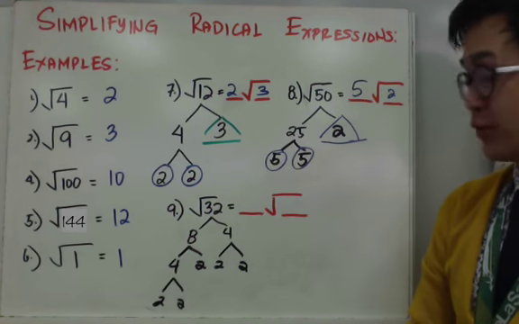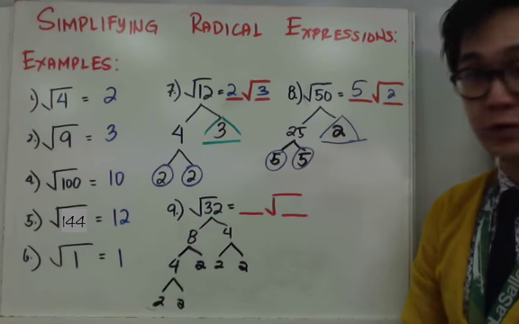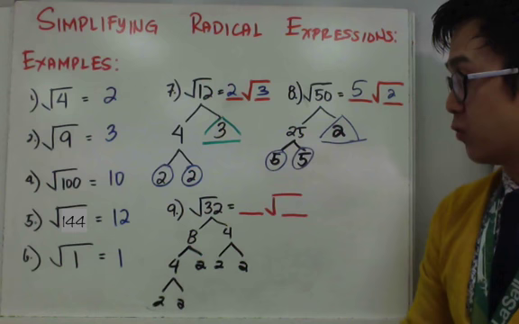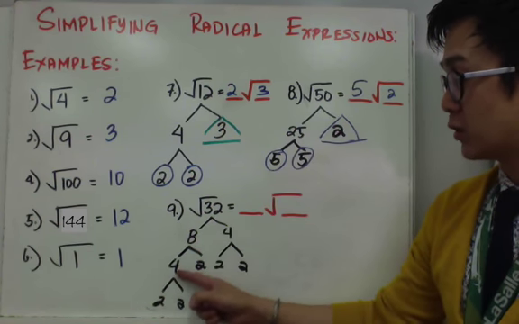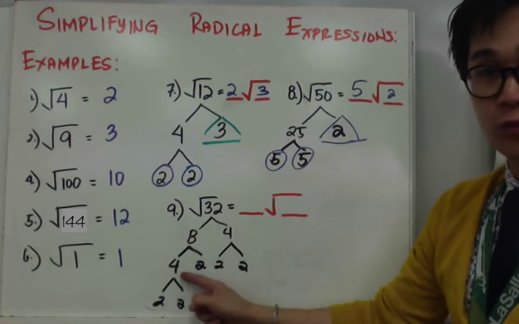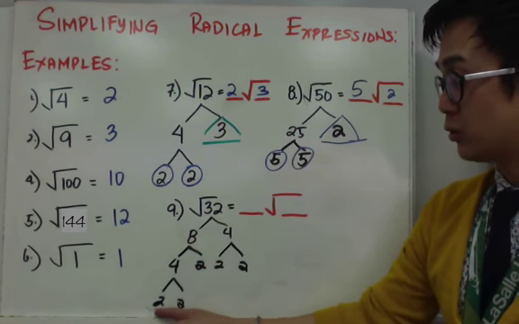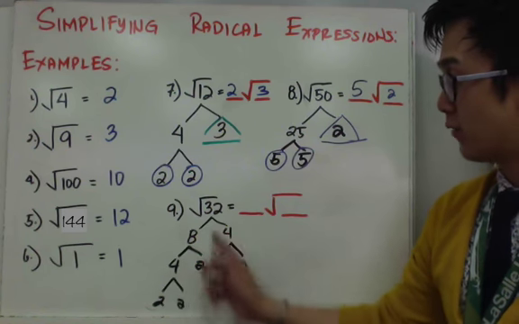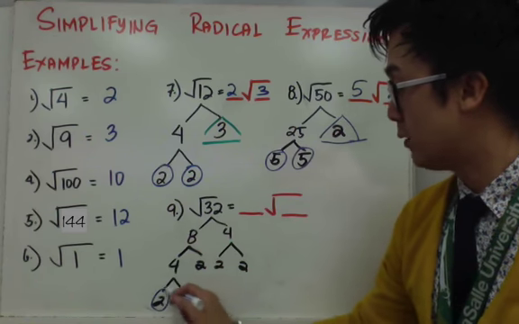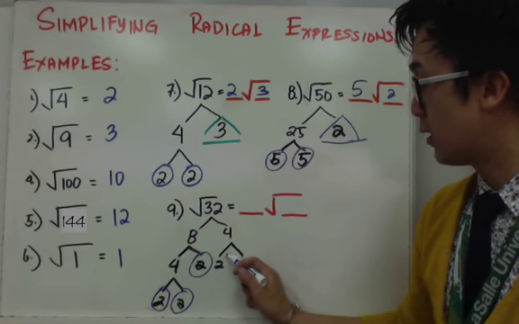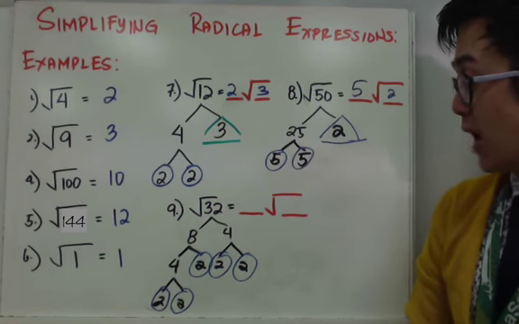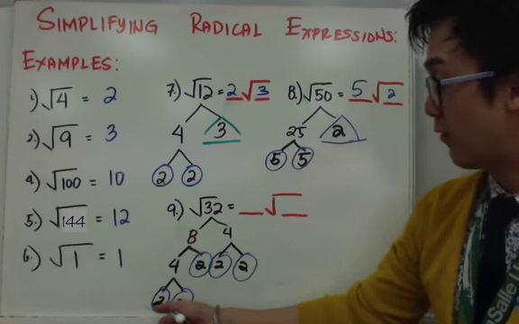Now for the last example, we have 32. Now the factors of 32 are 8 and 4, and we can factor 8 and 4 further. So 8 will be factored into 4 and 2, and 4 can still be factored into 2 and 2. However, we know that the other 4 can still be factored, and we have 2 and 2 on this side of our factor tree. Now, the roots that we have: 1, 2, 3, 4, 5. We have 5 roots. And in those 5 roots, we have 2 pairs. So we have a pair of 2.